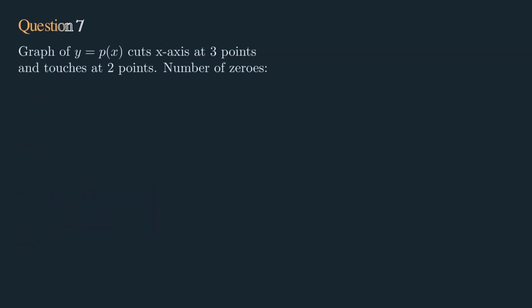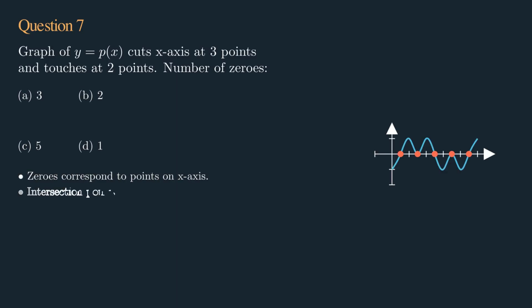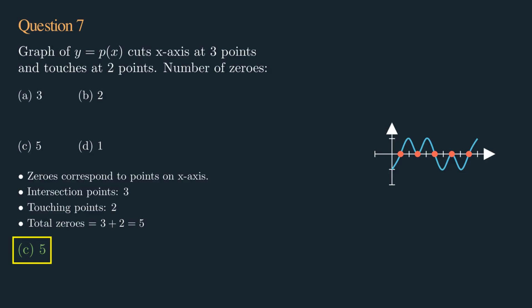Question 7. The graph of a polynomial cuts the x-axis at 3 points and touches it at 2 other points. Find the number of zeros. Here are the options. The number of zeros is the total number of points where the graph intersects or touches the x-axis. Here, it cuts at 3 points and touches at 2 points. So, the total number of zeros is 3 plus 2, which is 5. The correct option is C, 5.